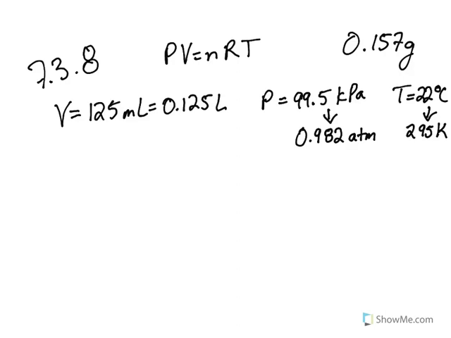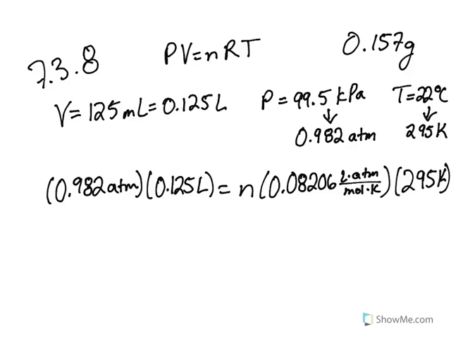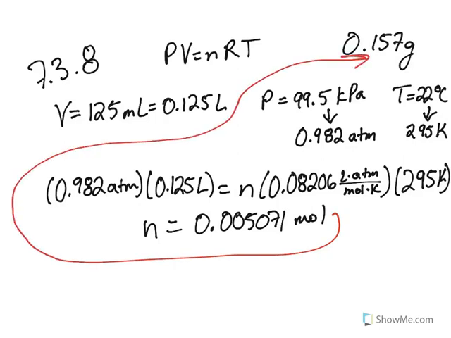So using the ideal gas law, pressure 0.982 ATM times volume 0.125 liters is going to be equal to some number of moles times the gas constant, liters ATM per mole Kelvin, times 295 Kelvin, and the number of moles of gas that we will come up with should be 0.005071. We can then take those moles and divide it into the number of grams we have to get that the molar mass of the substance should be 30.96 grams per mole.